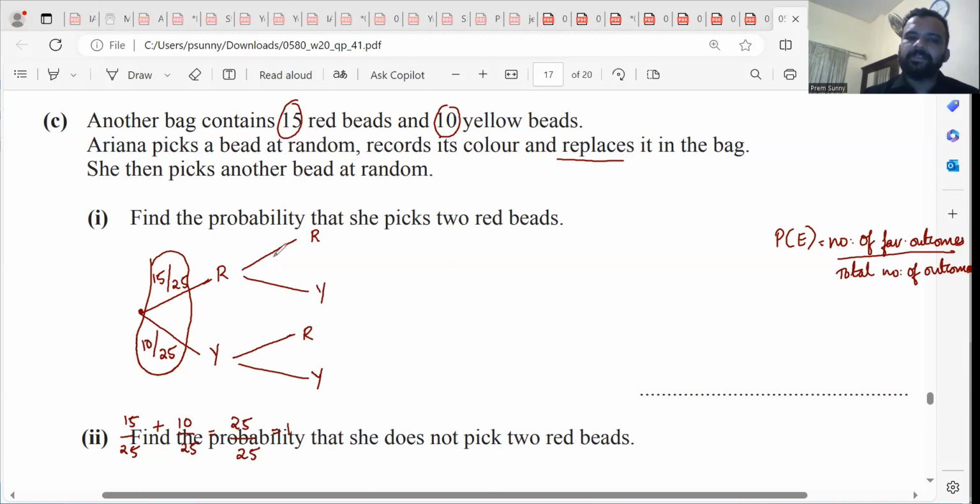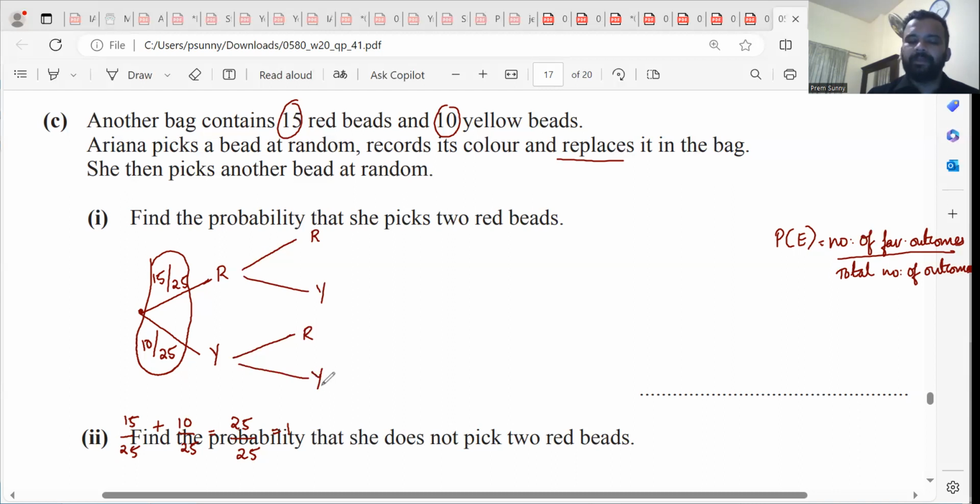So I repeat, before the second attempt, in the first attempt, suppose if I was getting a red, in the second attempt, I can get either a red or yellow. This branch over here is before the second attempt. After the first attempt, if I am getting a yellow, then in the second attempt, I can get again a red or a yellow.